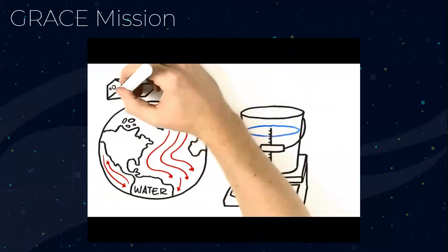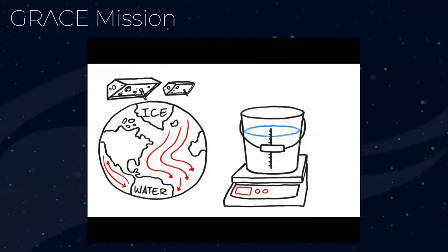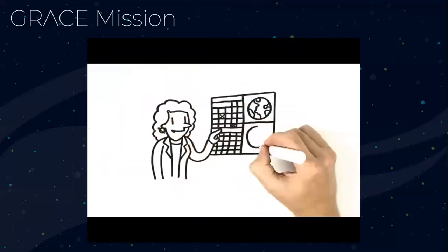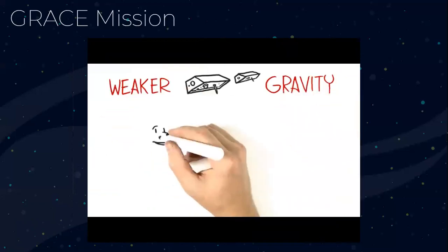Using satellites, NASA can measure Earth's gravity like a scale in the sky. By comparing one month to the next, we can track where the water and ice is going. Weaker gravity means there's less water in that spot.